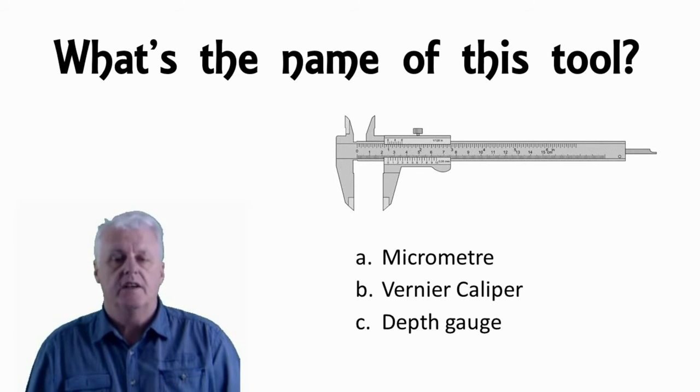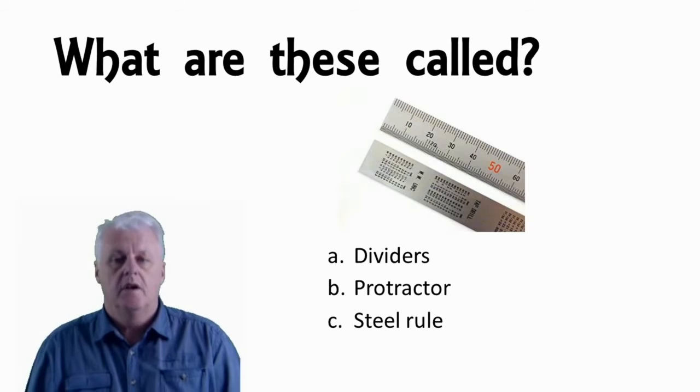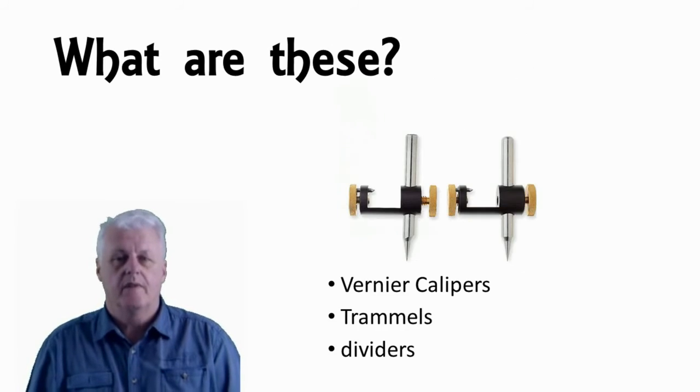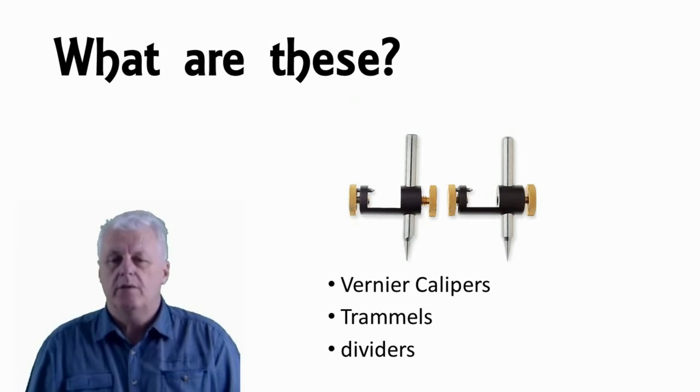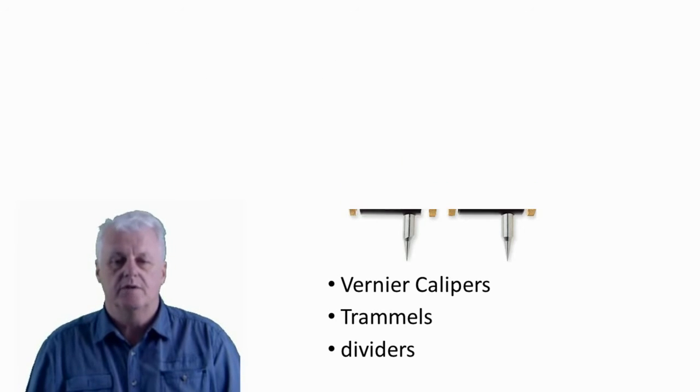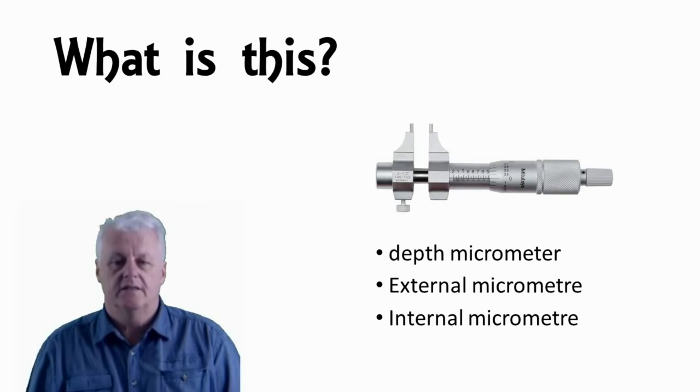The answer is vernier caliper. What's this called? Dividers, protractor, steel rule. The answer is a steel rule. What are these? Vernier calipers, trammels, dividers. The answer is trammels. What is this? Depth micrometer, external micrometer, internal micrometer. The answer is internal micrometer.